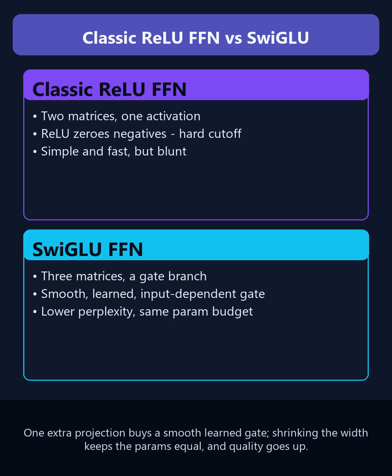Side by side. The classic block uses 2 matrices and a hard ReLU cutoff, simple and fast, but blunt. SwiGLU uses 3 matrices and a smooth, learned gate that decides how much of each signal passes. It costs 1 extra projection, but by shrinking the hidden width you keep the same parameter budget, and you get lower perplexity and stronger downstream scores. That combination is exactly why it became the default.